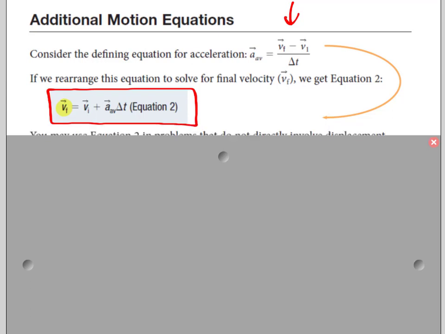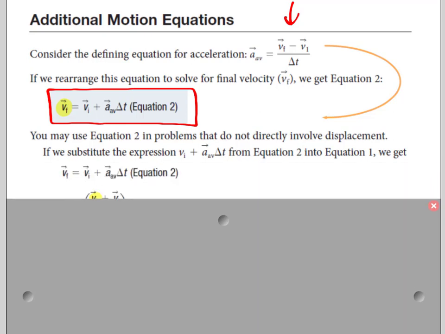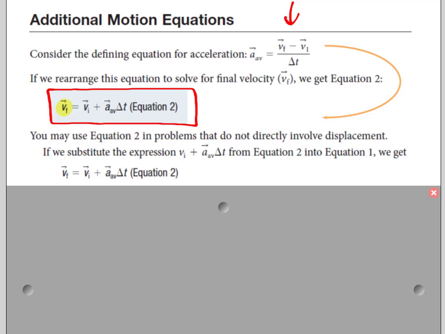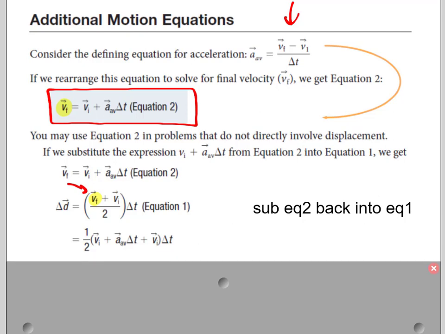To get the third equation, we're going to take some information from equation number 1 and substitute it into equation number 2. So we'll start with equation 2. We're going to isolate the VF from equation number 1. So we rearrange that equation and then we sub equation 2 into equation 1. I've got to make sure I get my order right here.